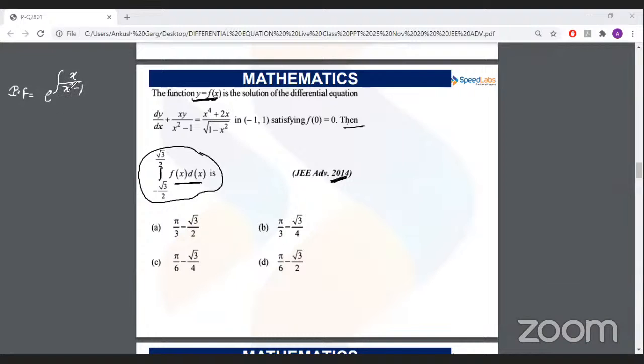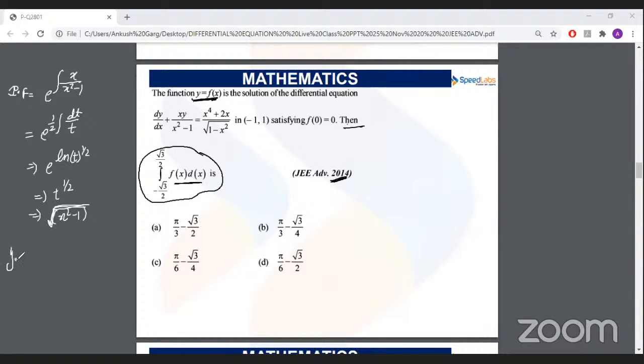Here if you put x square minus 1 as t, x dx will become dt by 2. So this will become e to the power 1 by 2 dt by t. So that will be e to the power of 1 by 2 ln of t. I am taking 1 by 2 in the power, so ln of t to the power 1 by 2, and this is nothing but t to the power 1 by 2. What was t? x square minus 1 to the power 1 by 2, that means its root. So this is your integrating factor.